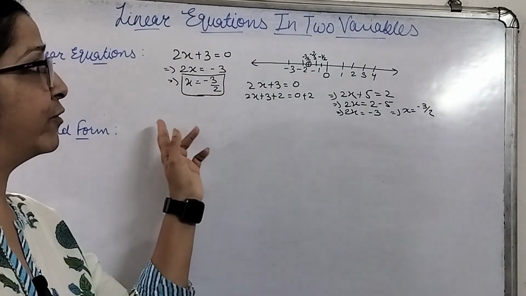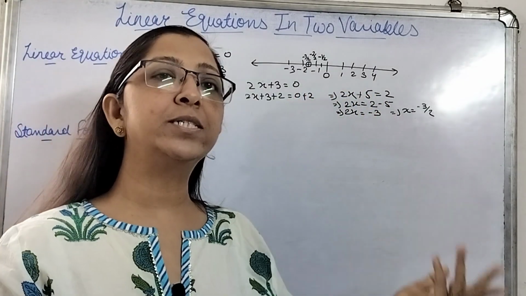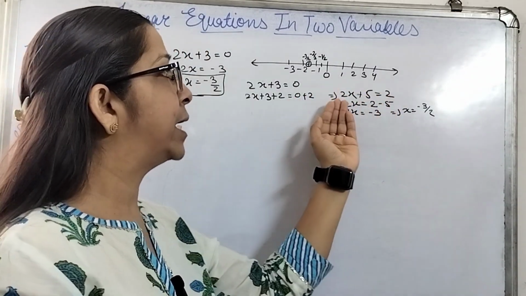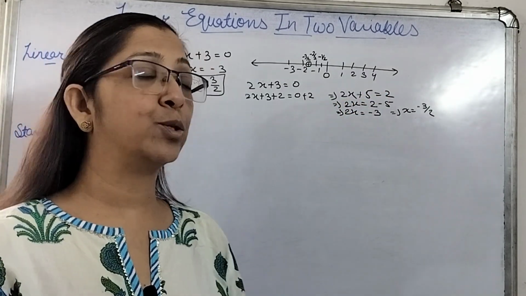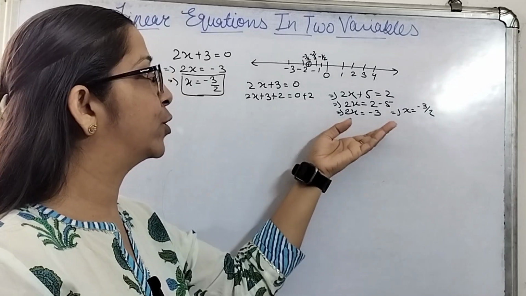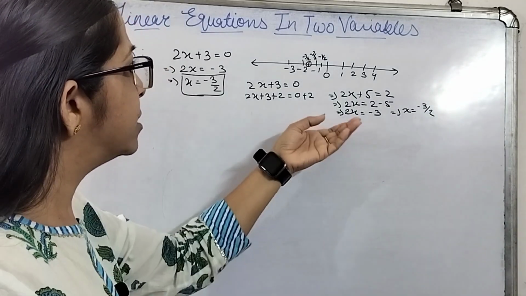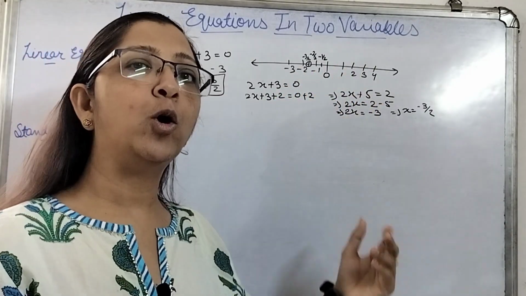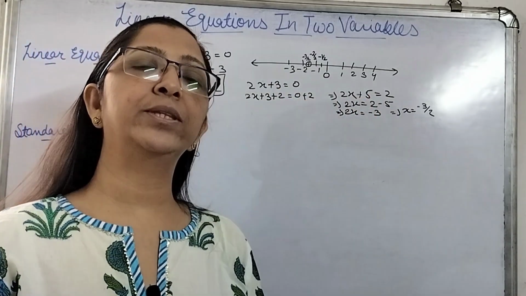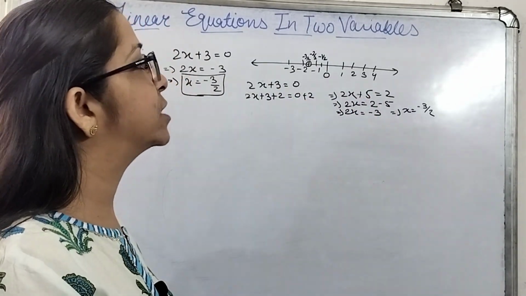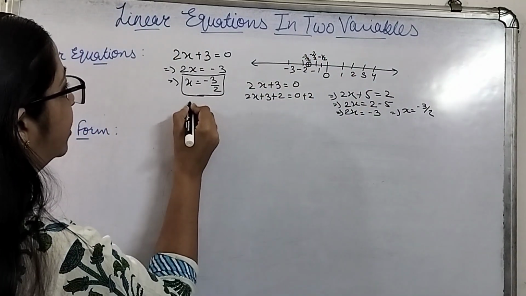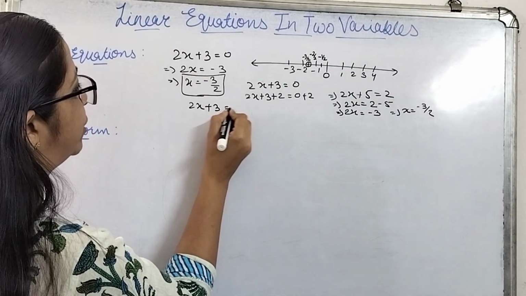That simply means if we add or subtract any fixed number, any same number, in the LHS and in the RHS, then our linear equation remains the same. Its value is not going to change. Similarly, if we multiply or divide both sides, in the LHS and in the RHS, by the same number, then also its value is not going to change. Now let's see the same example. 2x plus 3 equals 0.